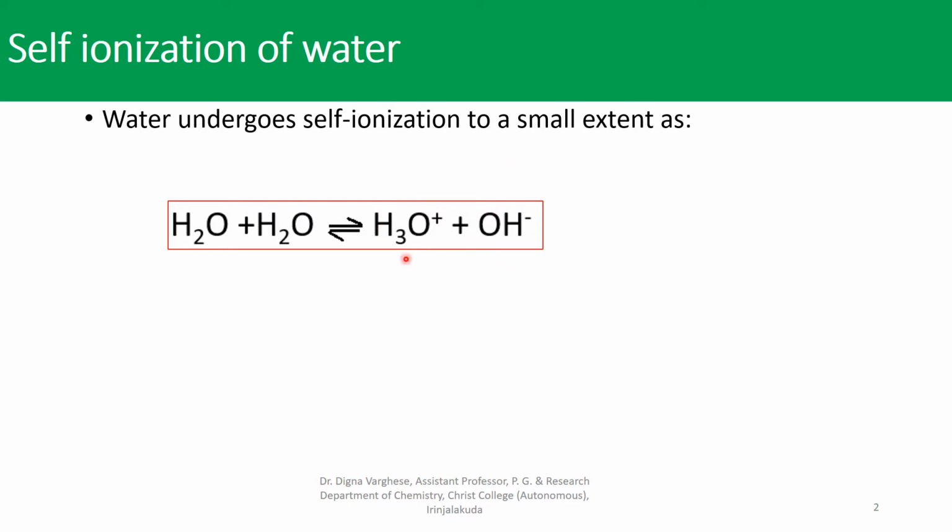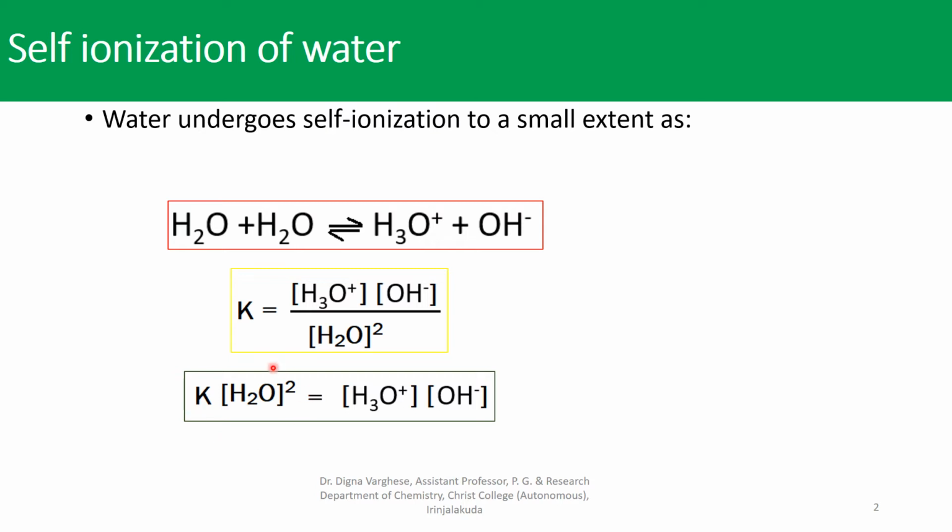The equilibrium constant for this ionization is given by K = [H3O+][OH-] / [H2O]. Therefore, we may write K[H2O]^2 = [H3O+][OH-]. Since the degree of ionization of water is very small, the concentration of H2O may be regarded as practically a constant value.